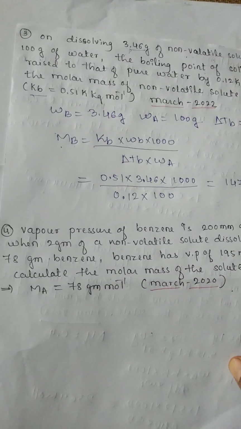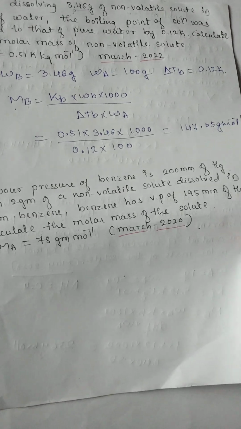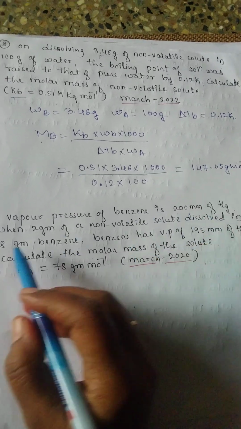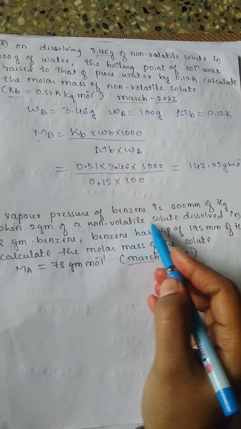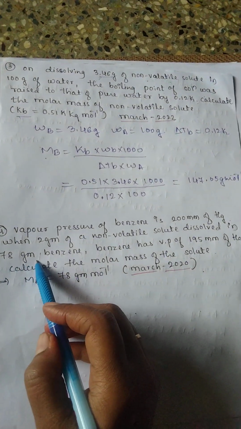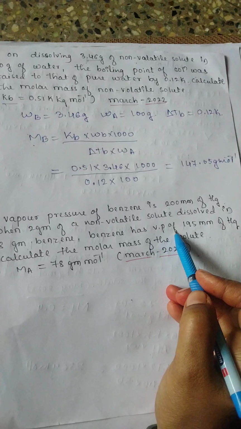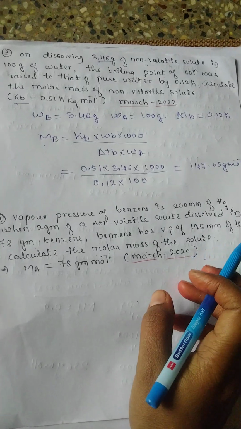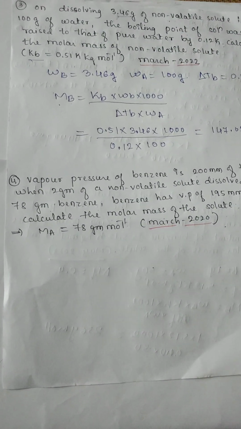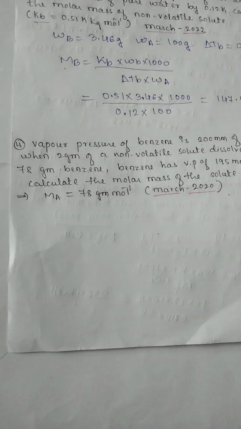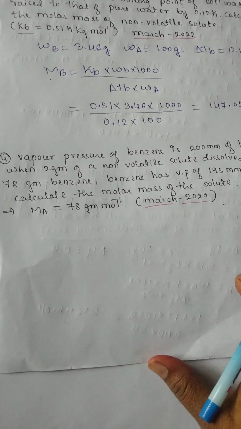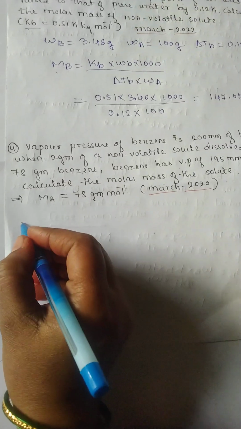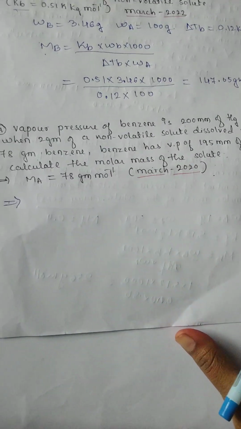Okay, the last problem. The vapor pressure of benzene is 200 mm of Hg. When 2 gram of a non-volatile solute is dissolved in 78 gram of benzene, the benzene has a vapor pressure of 195 mm of Hg. Calculate the molar mass of the solute. Okay, here the problem is based on relative lowering of vapor pressure. So already we know the formula. So on that basis we have to calculate the given things.